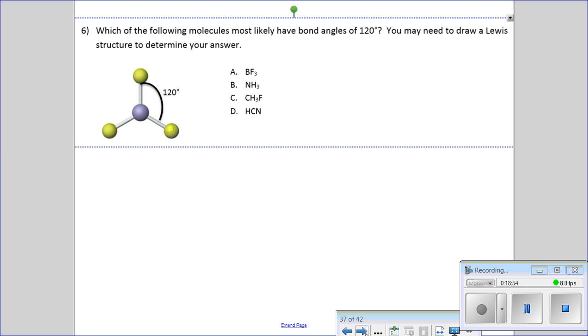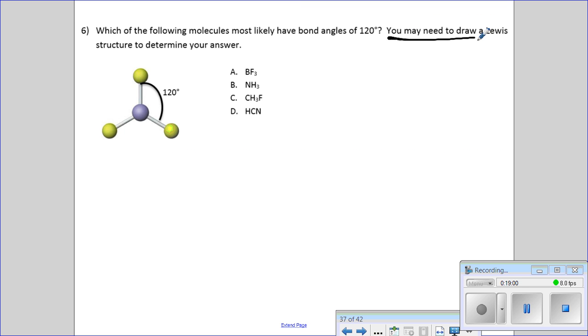Next question, which of the following molecules is most likely to have bond angles of 120? You may need to draw a Lewis structure to determine your answer. When I give you a note like this, just cross out the word may. You need to draw a Lewis structure, okay? Make sure you get it right. So again, you don't have to know bond angles. Bond angles will help you recognize something a little bit better, but I'm not going to require you to write or memorize bond angles for the molecular geometry.